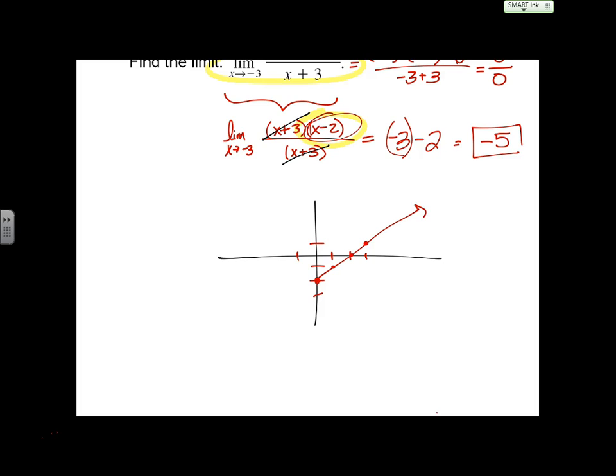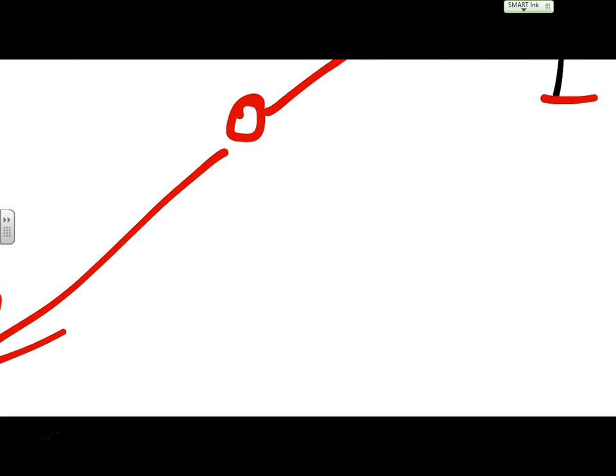Okay. How do we go backwards? Down one, back one. Down one, back one. What did I just do and why? Why is there a hole?